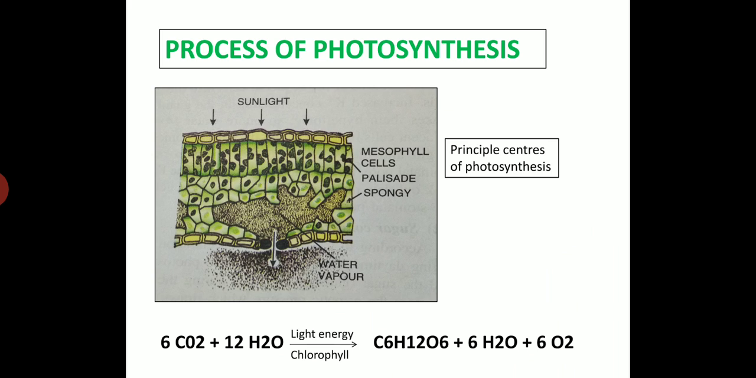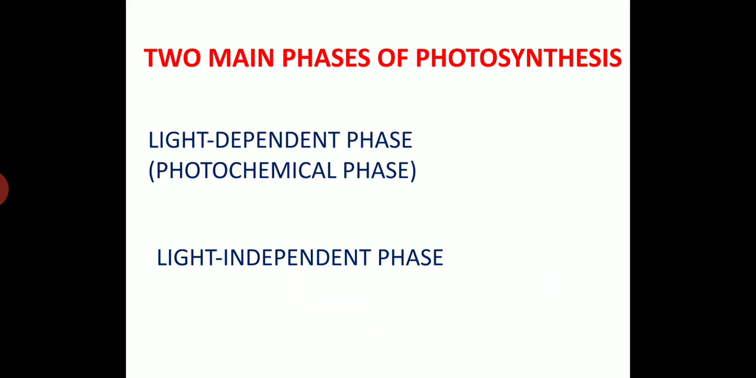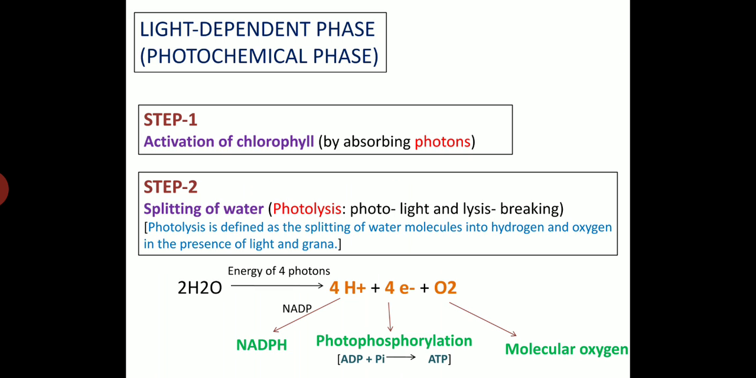Clear? Now, the process of photosynthesis consists of two phases. One is the light-dependent phase, which is known as the photochemical phase. And the second phase is the light-independent phase. So, let's see the first phase, the light-dependent phase. Why is the light-dependent phase also known as the photochemical phase? Because here the light plays a very important role. Photo means light. Because this phase is dependent on light. This phase takes place in the presence of sunlight. That's why it is known as the photochemical phase.